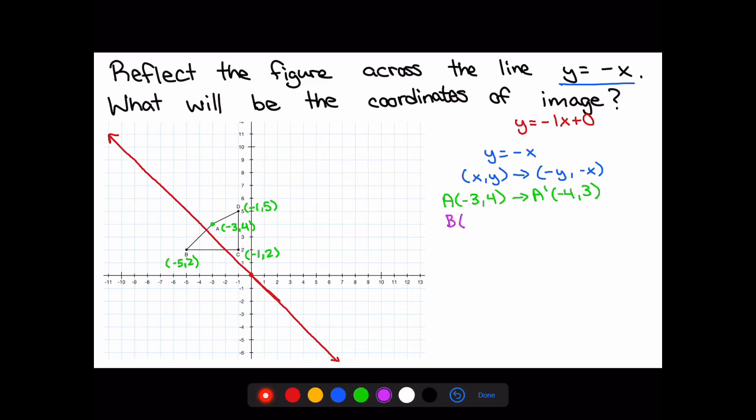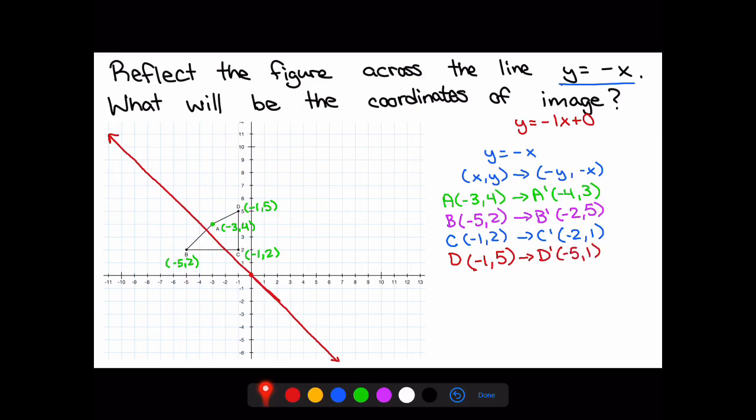B is at -5, 2. So B prime should be at -2, 5. C is at -1, 2. So C prime should be at -2, 1. And lastly, point D. D starts off at -1, 5. So D prime should be at -5, 1. So these are our 4 new points.